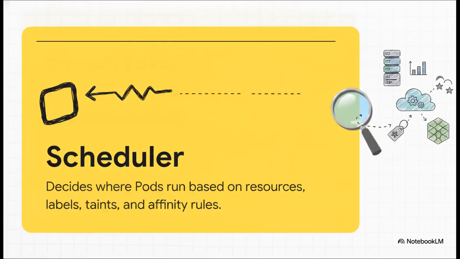Next in line is the scheduler. So when a new pod needs to be created, this component acts kind of like a highly analytical matchmaker. It decides exactly where that pod should run, and it definitely doesn't just guess. Not at all. It evaluates available CPU and memory, it checks node labels, looks for taints and tolerations, and calculates some pretty complex affinity and anti-affinity rules. Only after crunching all of those constraints does it assign the workload to the absolute best possible worker node.